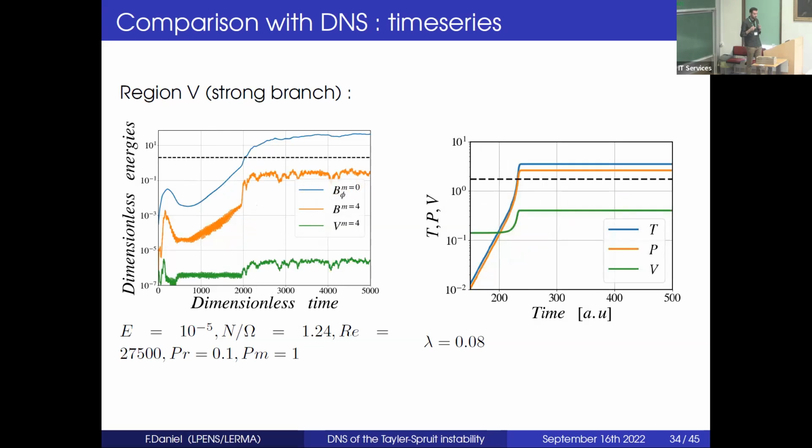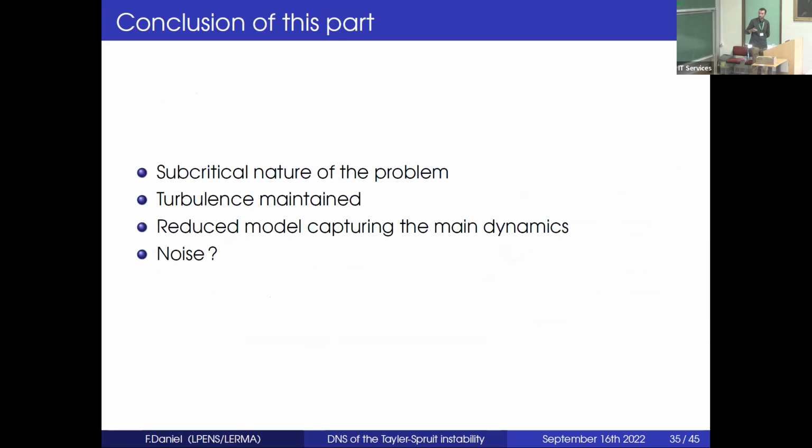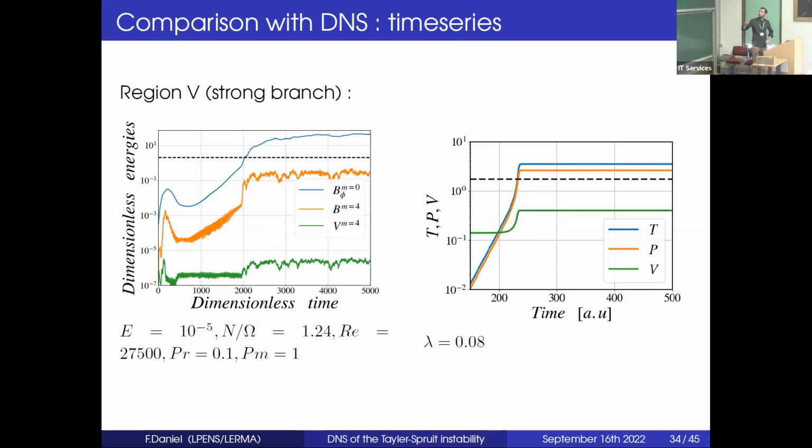So we do reproduce this temporal evolution, but there are still things that could be done regarding that. Notably, for instance, maybe the noise of the system, because you see that for the DNS, some fluctuations appear once you get towards the branch that we do not seem to have here.